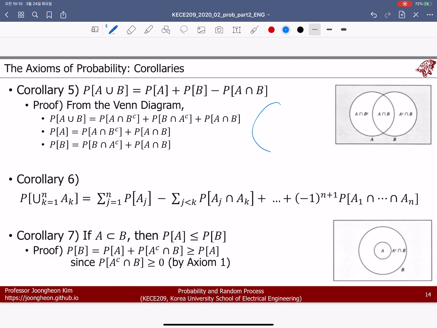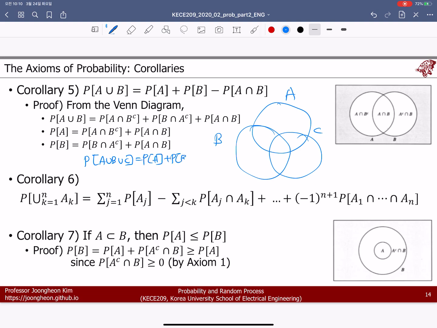Before starting, you have event A, event B, and event C, and you want to get A union B union C. Then you have to take the probability of A plus the probability of B plus the probability of C at first. But then you are counting the overlaps two times, but in the triple case, this is three times.